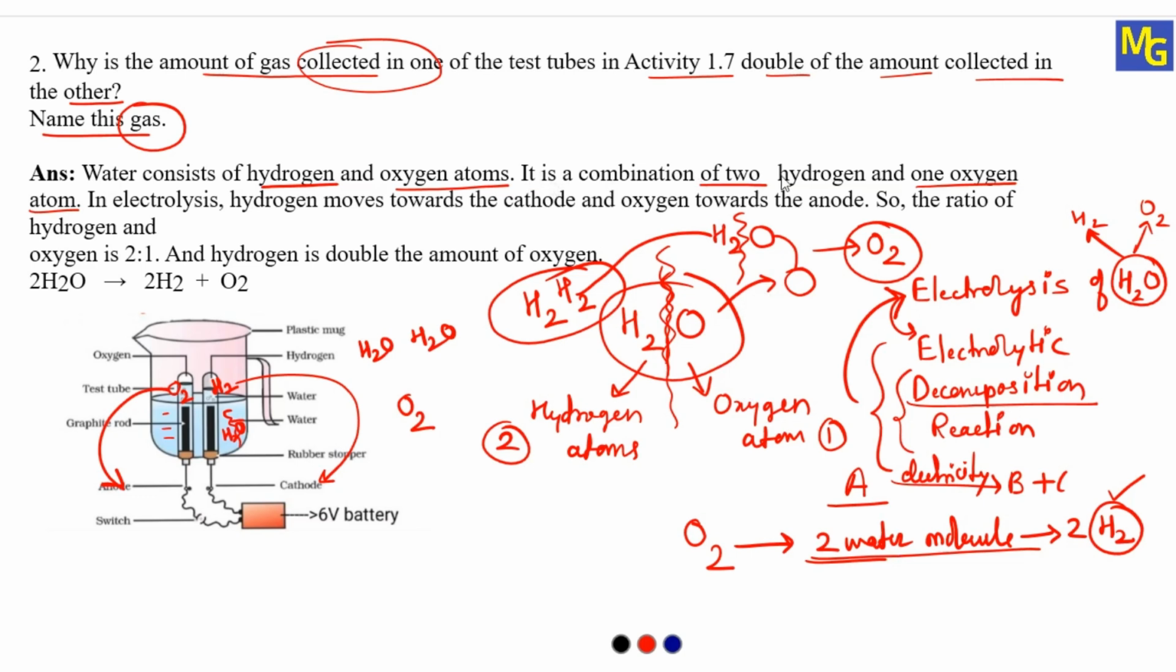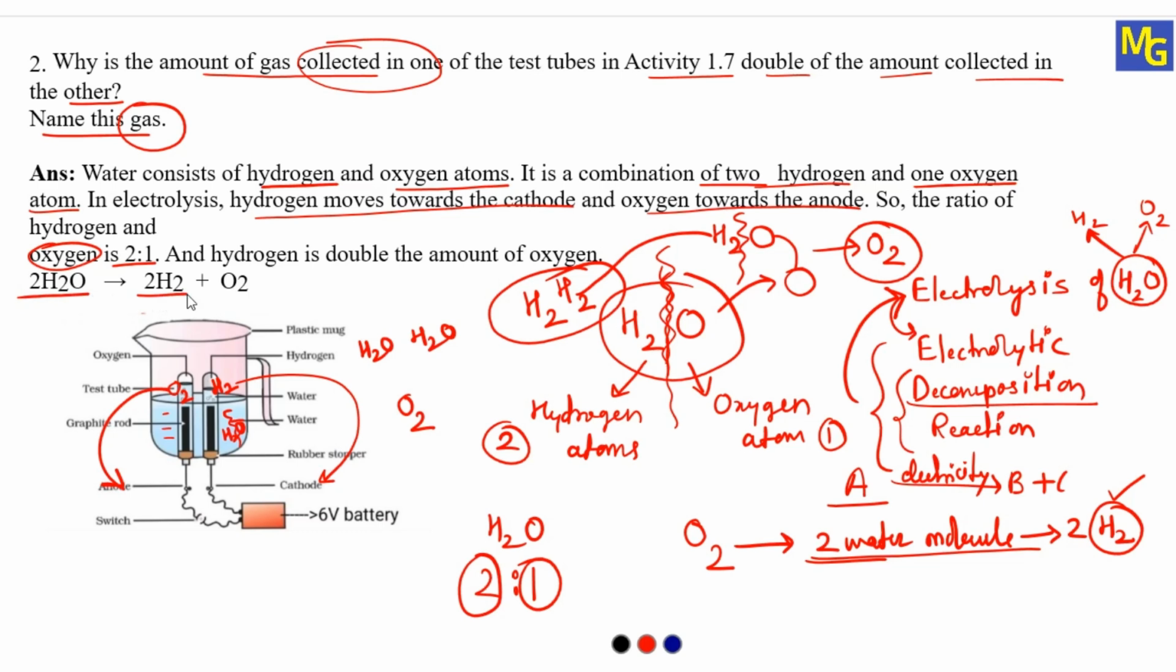So in the combination of two hydrogen and one oxygen atom, if you see in electrolysis, hydrogen moves towards the cathode, oxygen moves towards the anode. So the ratio of hydrogen and oxygen is 2:1 because in one water molecule, hydrogens are 2, oxygen is 1. That's why the ratio is 2:1. And hydrogen will always be double the amount of oxygen. So this is the reaction.